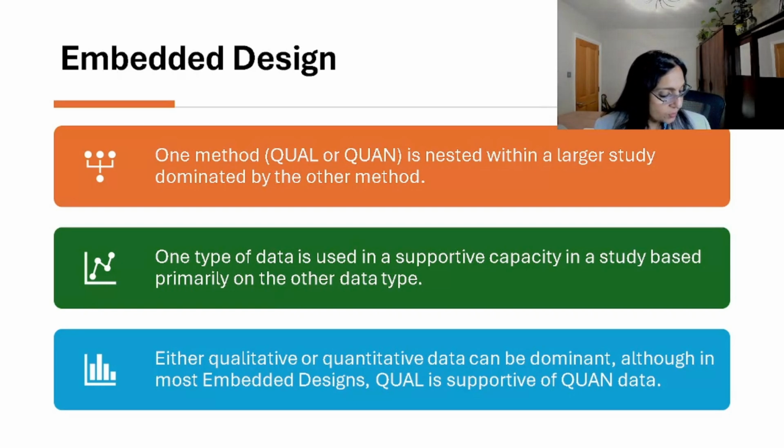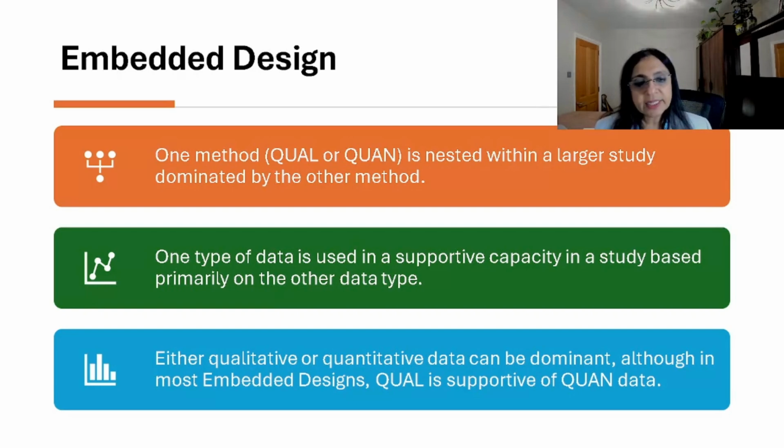Okay, moving on to the fifth type of advanced design, that is embedded design. So there is a key difference here between other types of designs. Here also we have qualitative and quantitative, but the key difference is that one design is dominant and the other type of design is in a supportive role or embedded within the dominant design. So it's not like both the designs are given equal priority. That is the key difference.